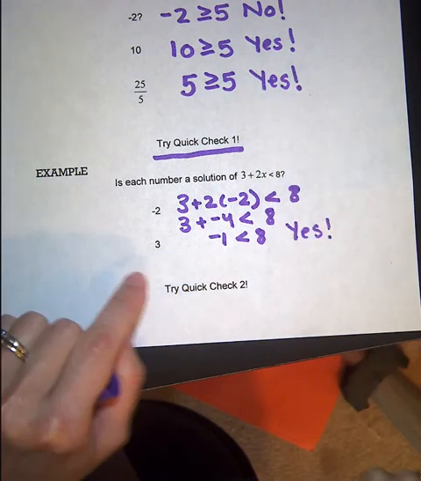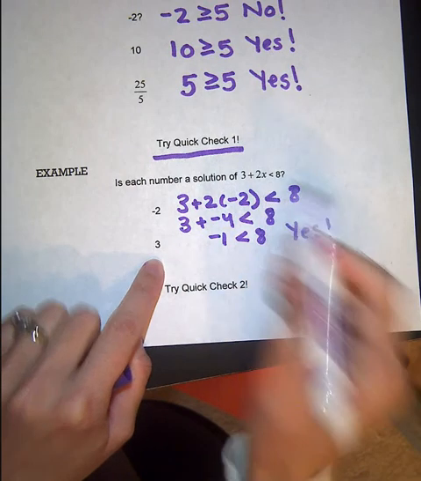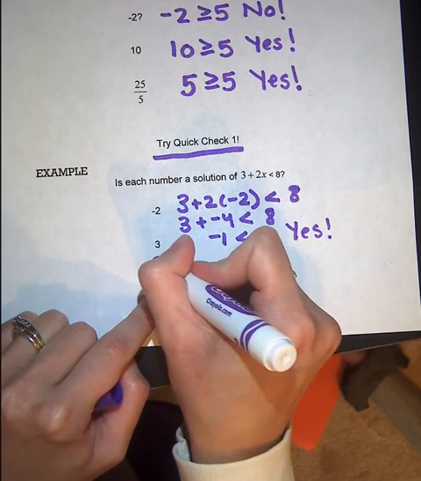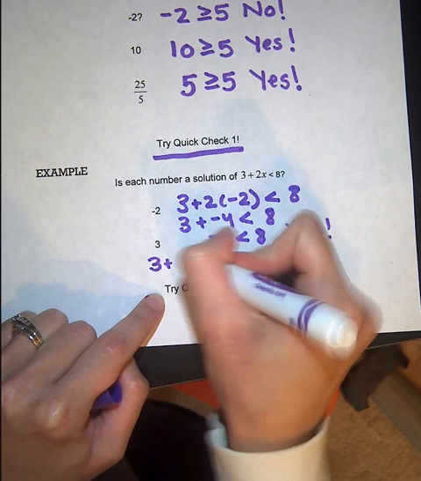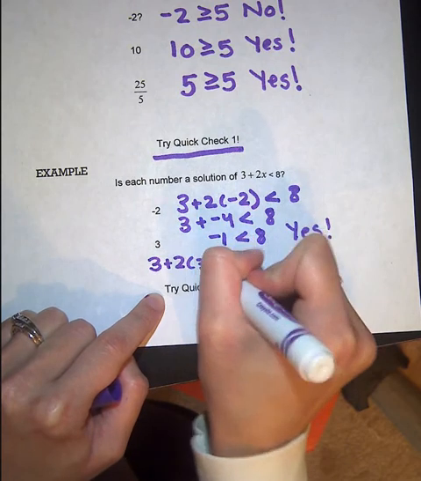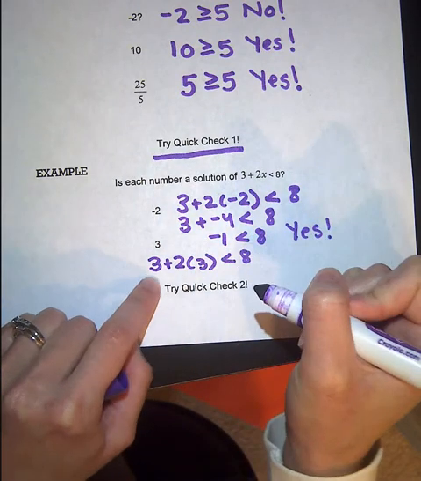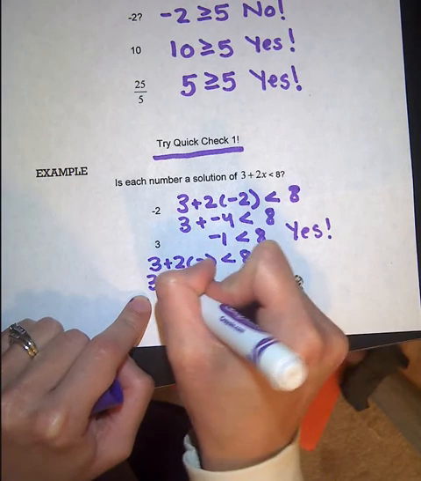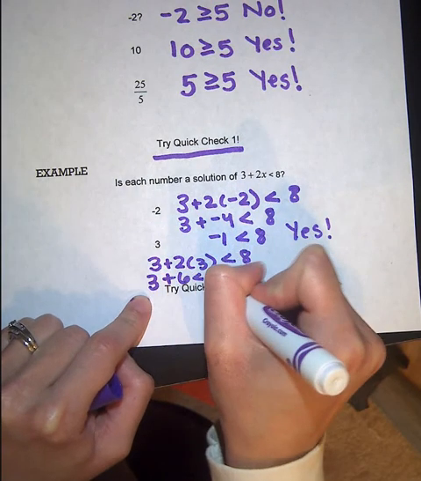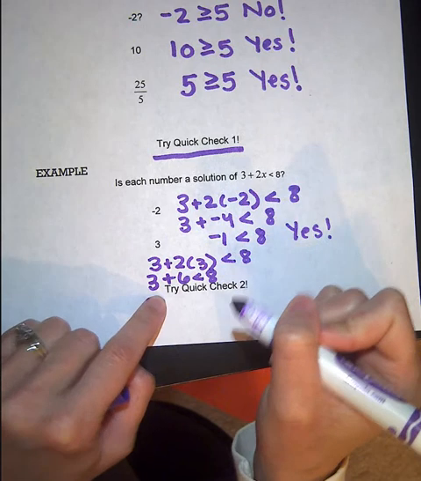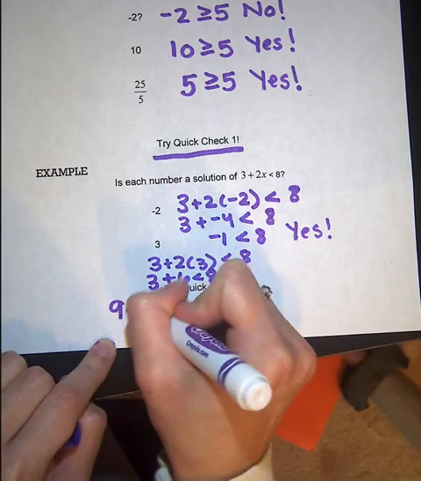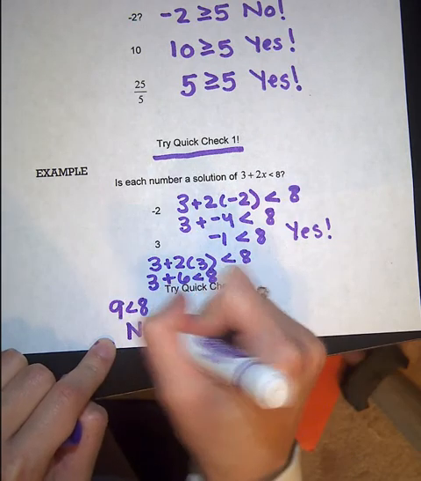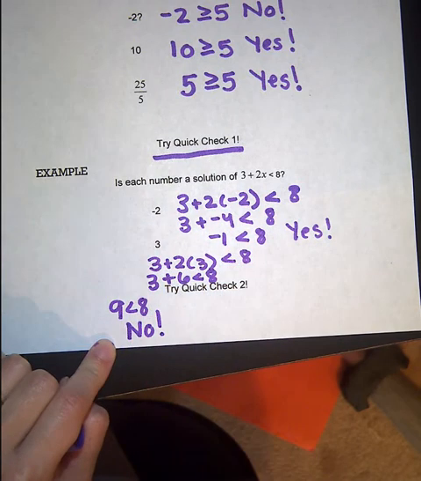Now let's try the 3 down here. So now I'm going to put 3 in for x. Is 3 plus 2 times 3 less than 8? We've got 3 plus 6. I'm running out of room here, but 3 plus 6 is 9. Is 9 less than 8? No, that is not true. 9 is greater than 8. So for that second one, it would be a no.